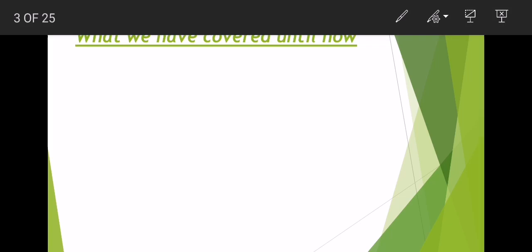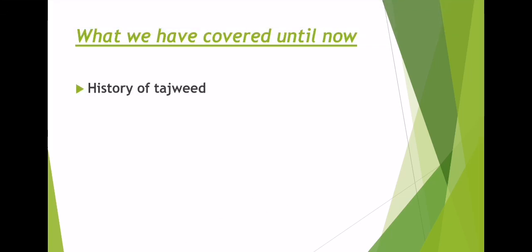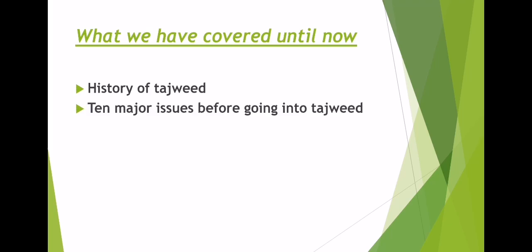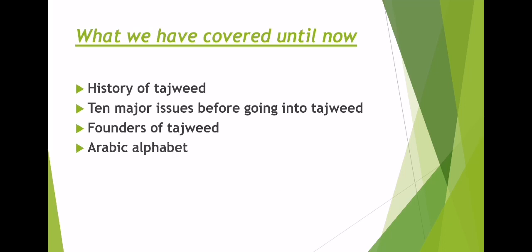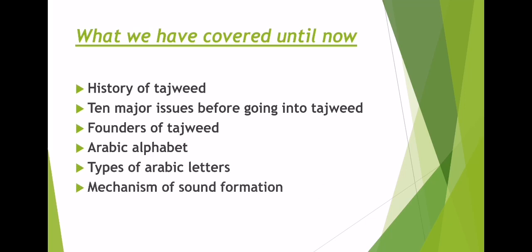We have checked the history of Tajweed in the first class, and then the issues before going into the details of the Tajweed. There are 10 issues, and the founders of Tajweed, the practical and theoretical, and then the Arabic alphabet, the two types of alphabet letters, and the types, and the mechanism of sound formation, and the mechanism of haraka. These are the portions that we have covered in the last two classes.